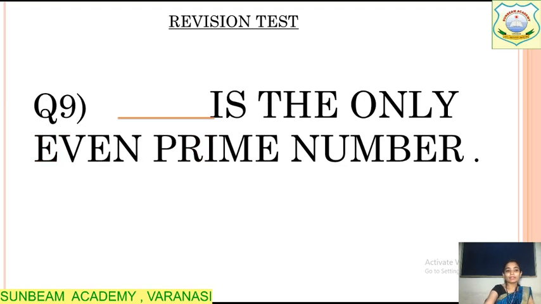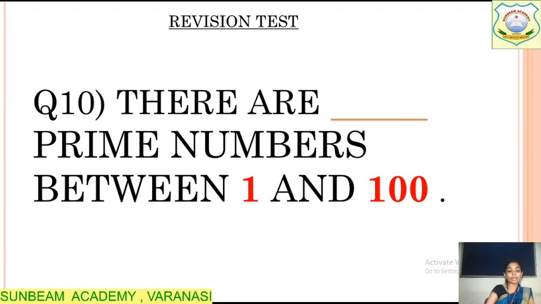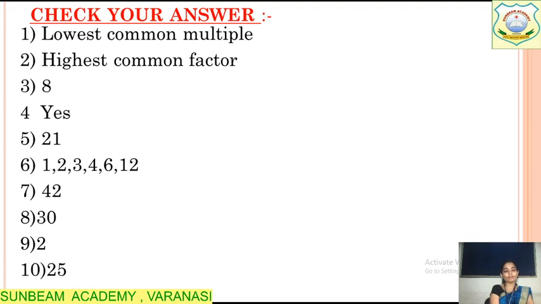Clear? Then 9. Dash is the only even prime number. What is that? That is 2. 2 is the only even prime number. So that's the correct answer. If we talk about 10, there are dash prime numbers between 1 and 100. How many students? We have done already. That is 25. Now see here, I have written the answers.